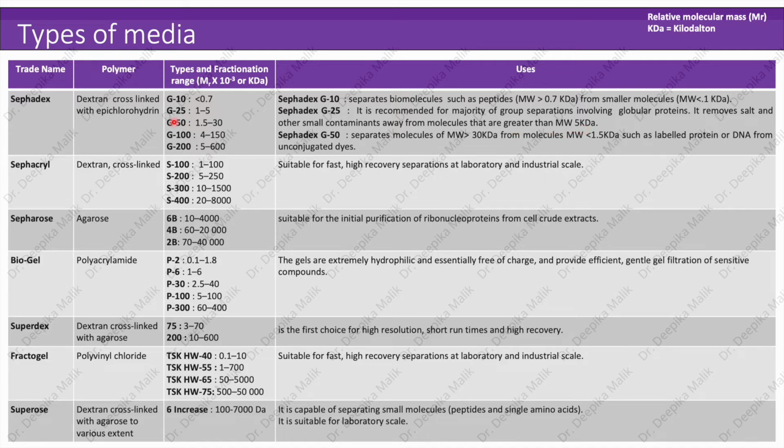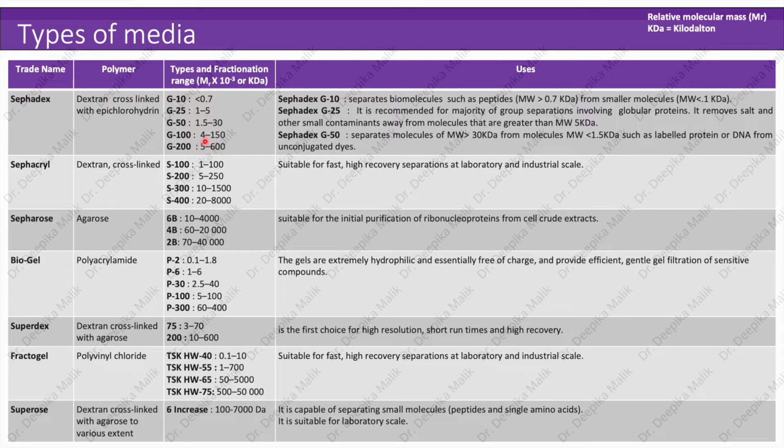Sephadex G50 separates molecules of molecular weight more than 30 kilodaltons from the molecules which have a molecular weight of less than 1.5 kilodaltons, such as labeled proteins or DNA from unconjugated dyes. G100 separates molecules of more than 150 kilodaltons. G200 separates molecules of more than 600 kilodaltons.